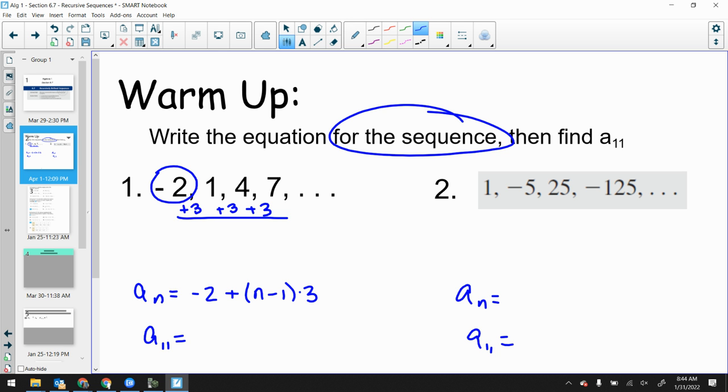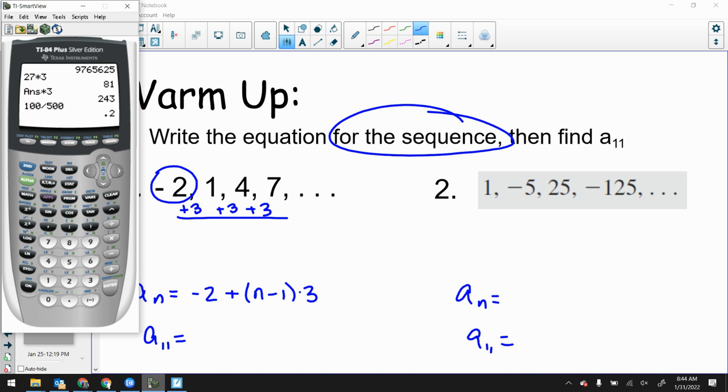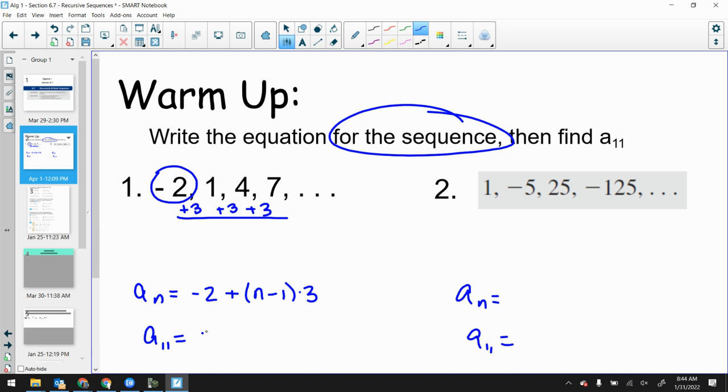Now, for a sub 11, what is that telling you to do with that a sub 11? What's that telling you to do with 11? Is it to put it to the 11th power? Nope. You got to plug it in for n. 11 goes in for n. So that means -2 plus 11 minus 1 times 3. So the 11th term in this sequence is 28. So that sub means that's what n is. Plug that number into that equation.